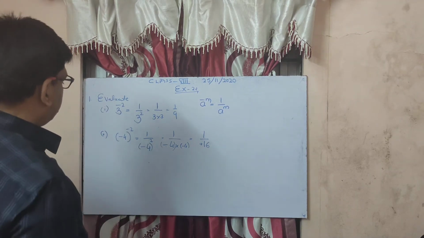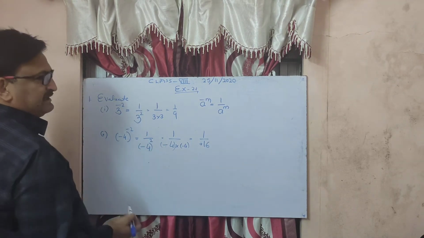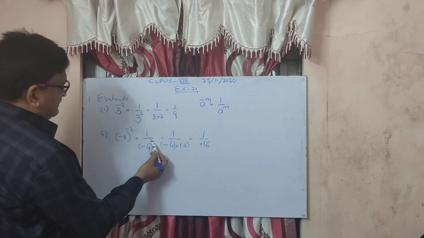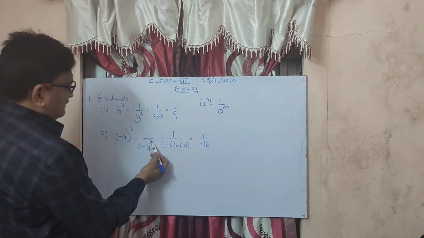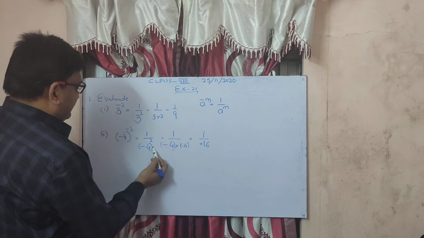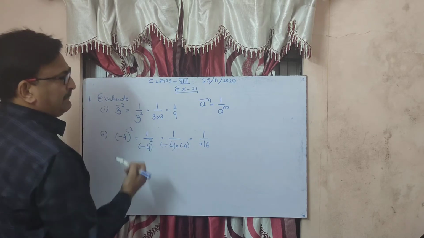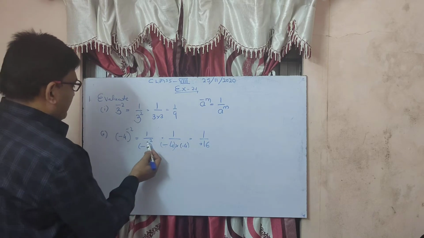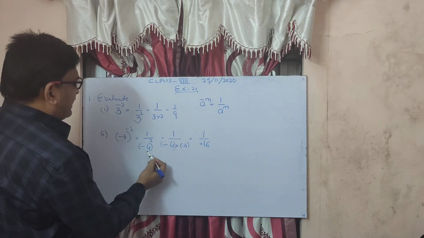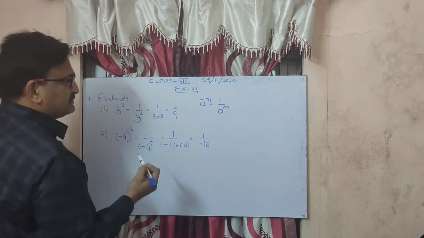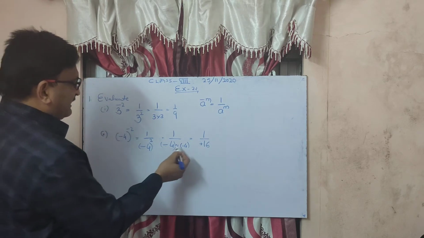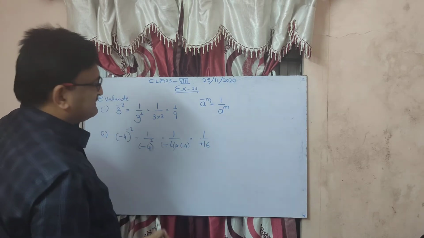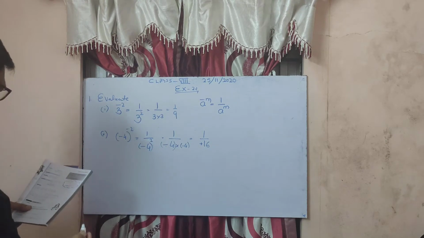Always remember, whatever the power is, it means the base is multiplied that many times. That is minus 4 is multiplied 2 times. That is minus 4 into minus 4. That is plus 16. Now the third question.